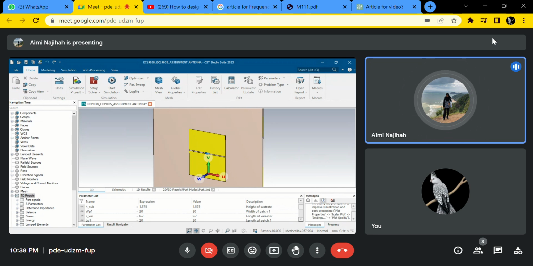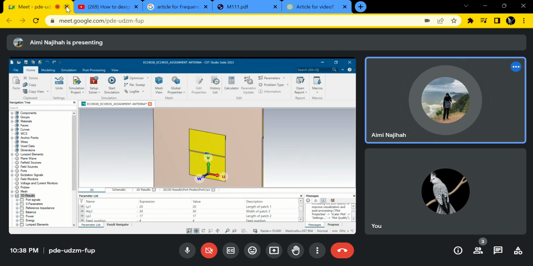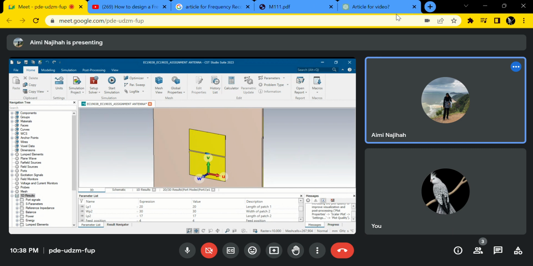We have two patches, which are patch 1 and patch 2. The width of patch 1 is 30 millimeter. Same goes as the width of patch 2. But the length of patch 1 is 20 millimeter, while the length of patch 2 is 70 millimeter. So we have feed position. We have 4 feed positions. And we also use the SMA connector base.